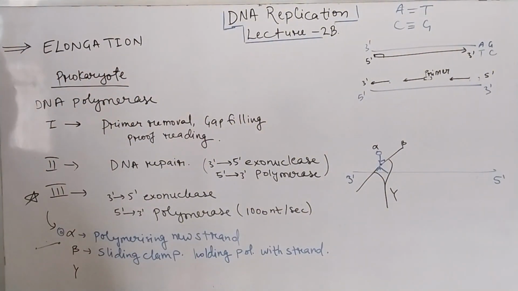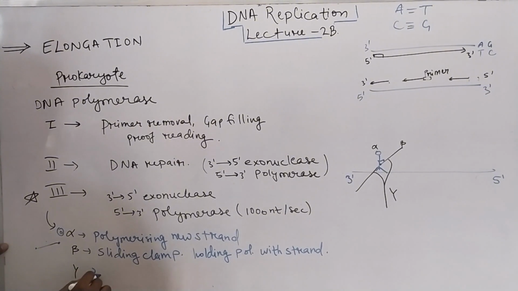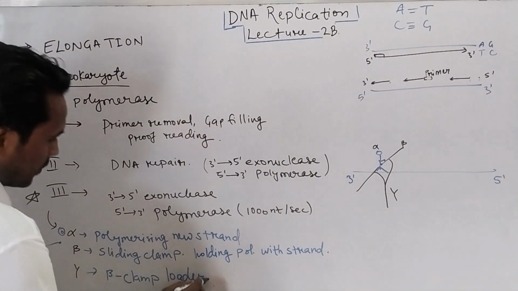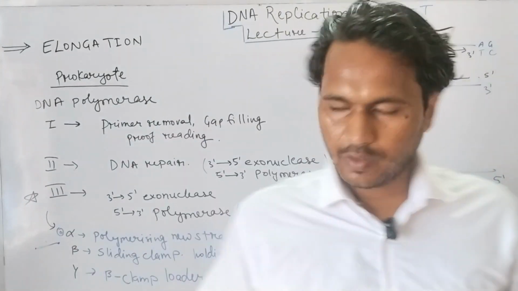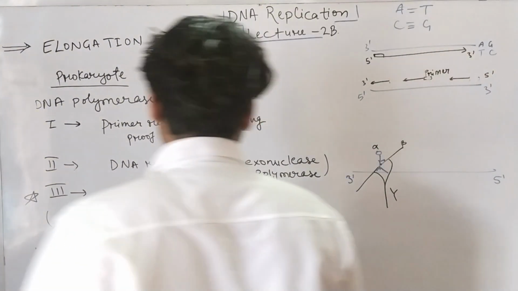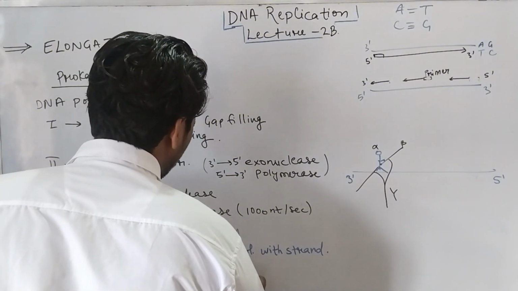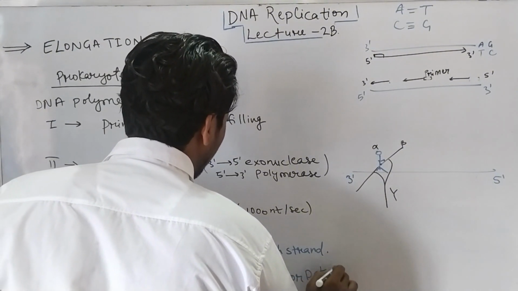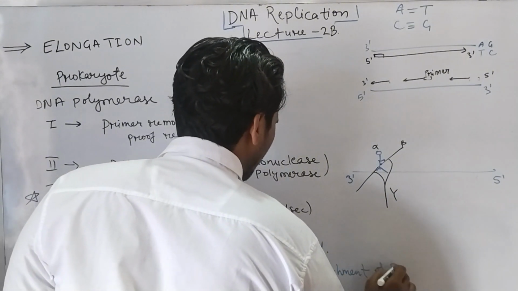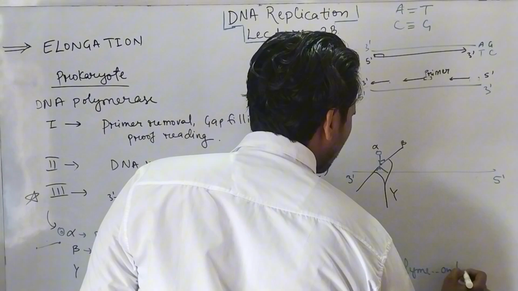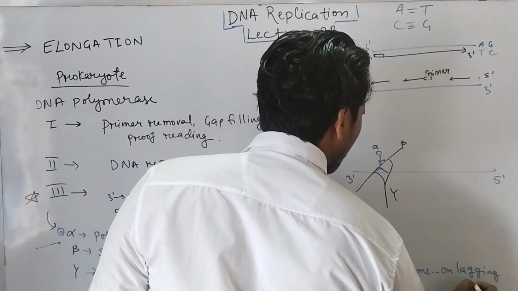Another is the gamma. So gamma is for what? It is a beta clamp loader. This beta clamp loader is loading the beta part, and it will also help in the attachment and detachment of the polymerase on the lagging strand.